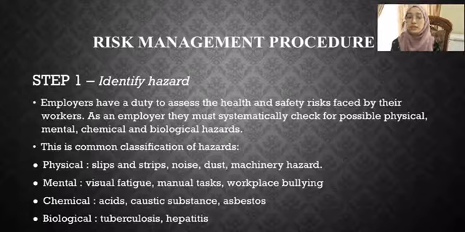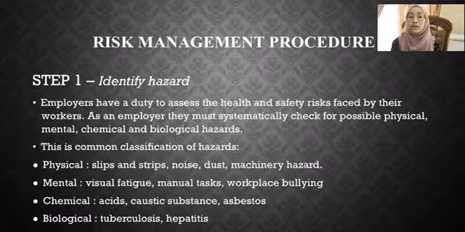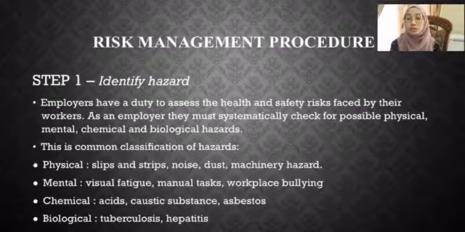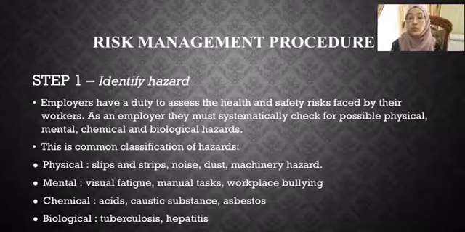Examples for physical hazard are slips and trips, noise hazard, dust hazard, machinery hazard, computer and equipment hazard, and many more. Second is mental hazard. Mental hazard, also known as psychological hazard, can give negative impact on workers' health and safety, including work-related stress, work-related bullying, and work-related violence.